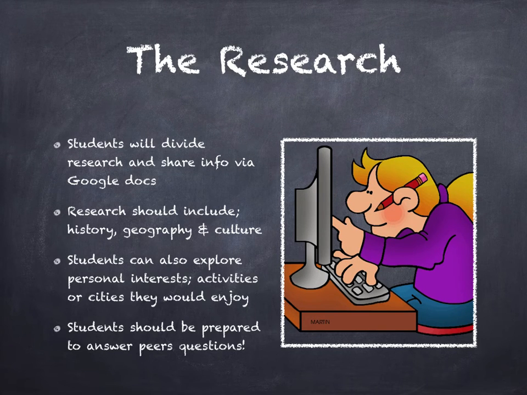So the first component is research. Students would work in pairs, and the pairs would decide on a country to research, and it would be first come, first served, so that everyone's doing a different country in the class. The research should include history, geography, and culture, but also activities to do in that country and travel destinations and events that they'd like to see. And students should be prepared to answer peer questions because that'll come in later. So they should record what they know and record their sources.